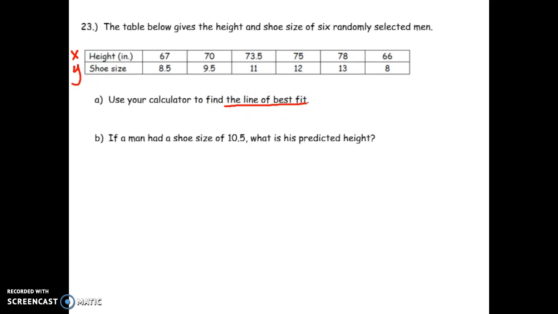When we do that, again, go back to day 35 if you're not sure how to use the graphing calculator or how you can use Desmos. But you're going to put your values in and you're going to get it in the form of y is equal to ax plus b.